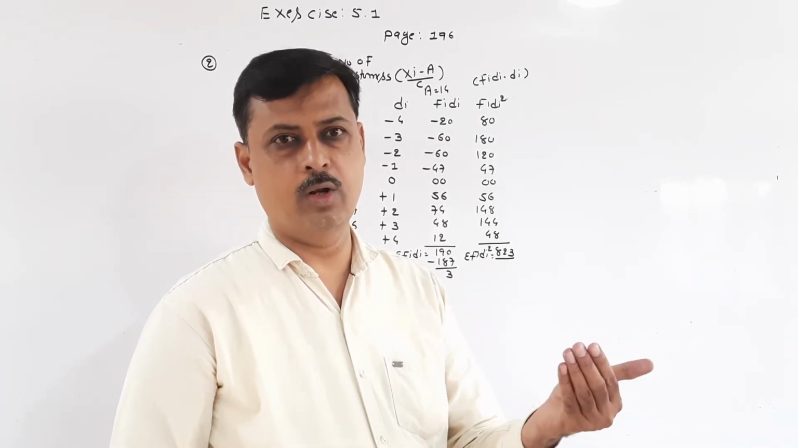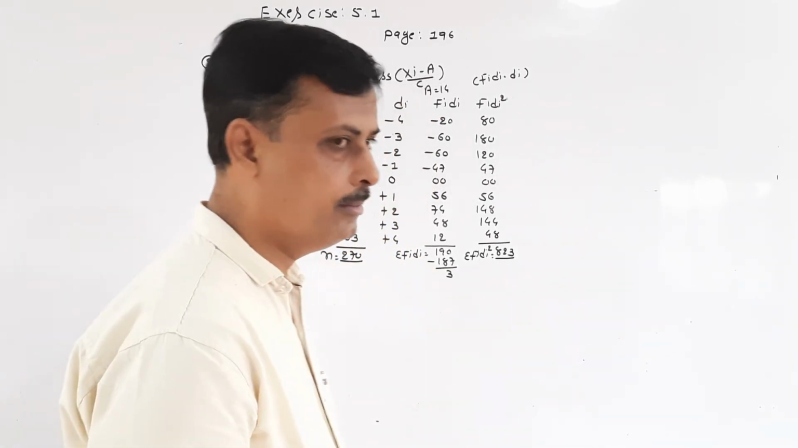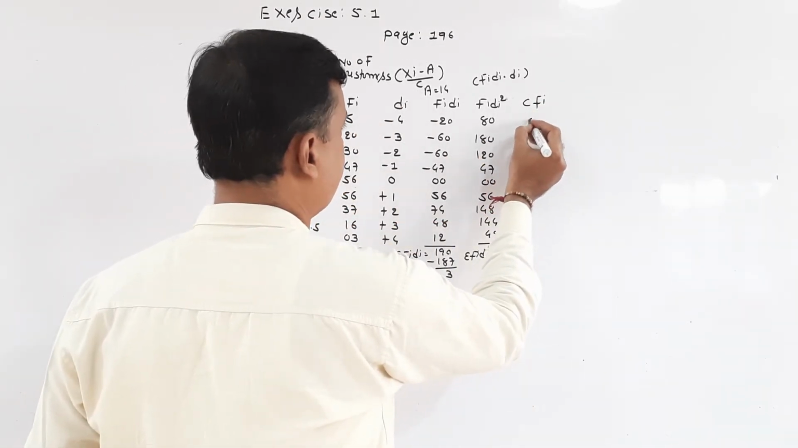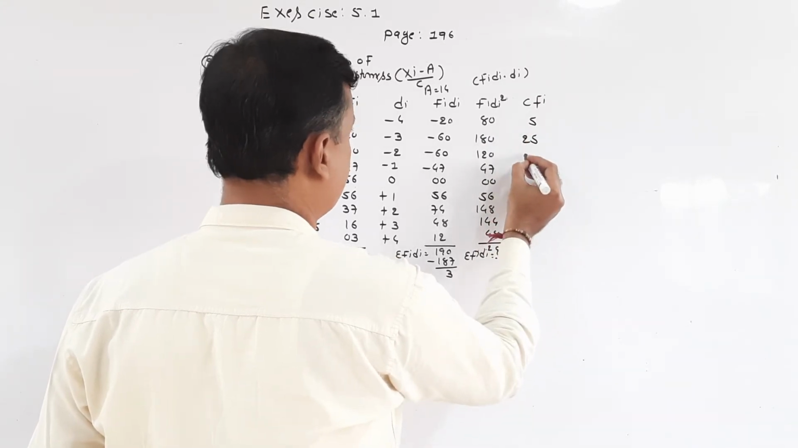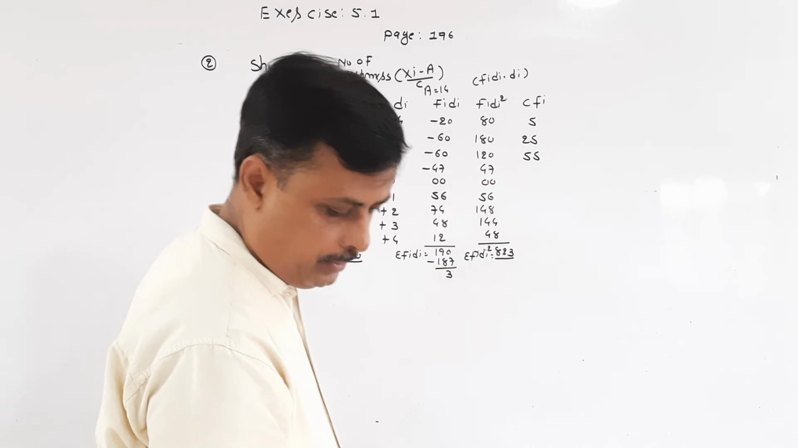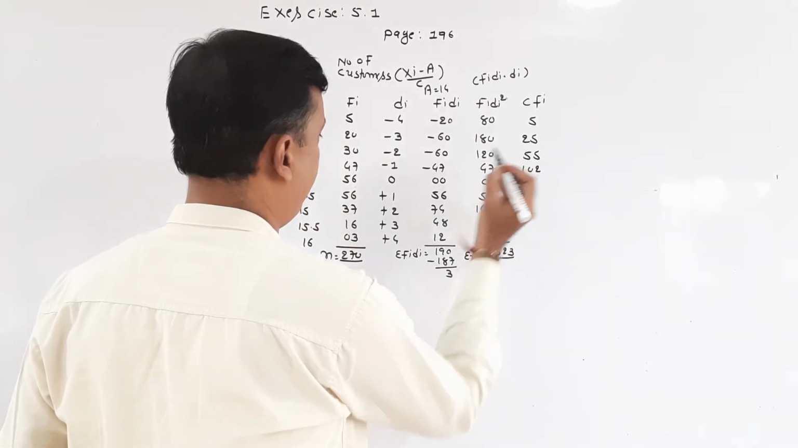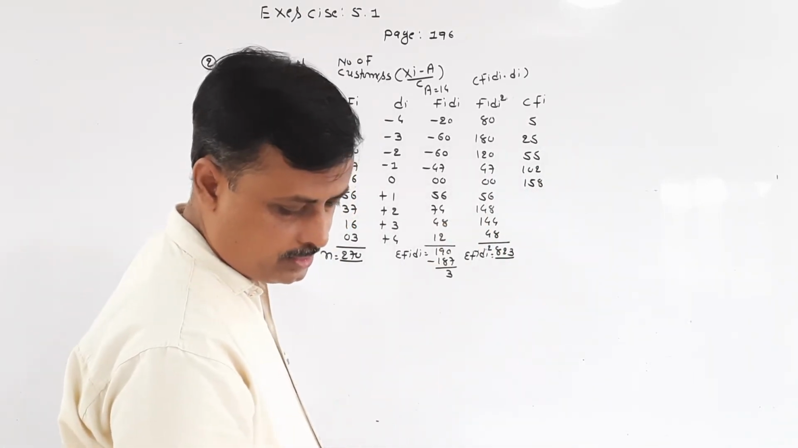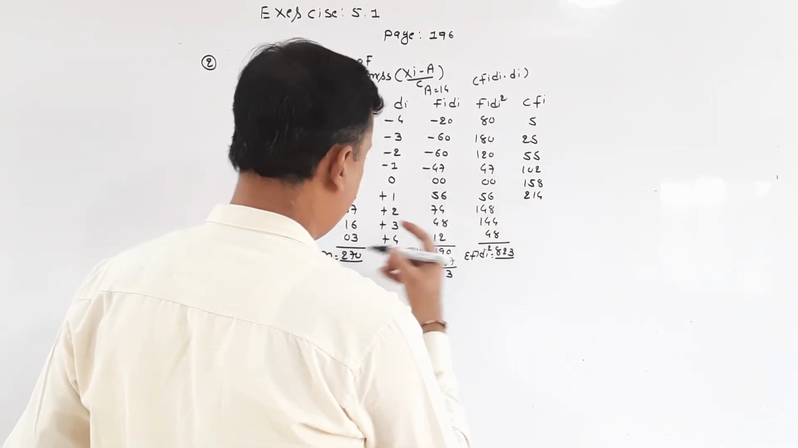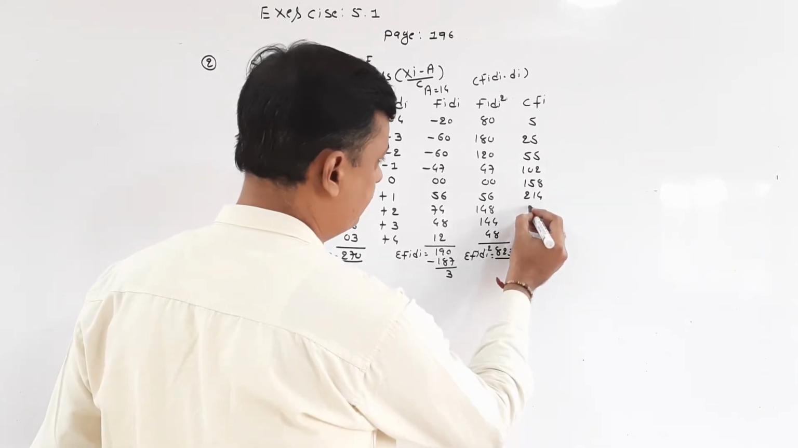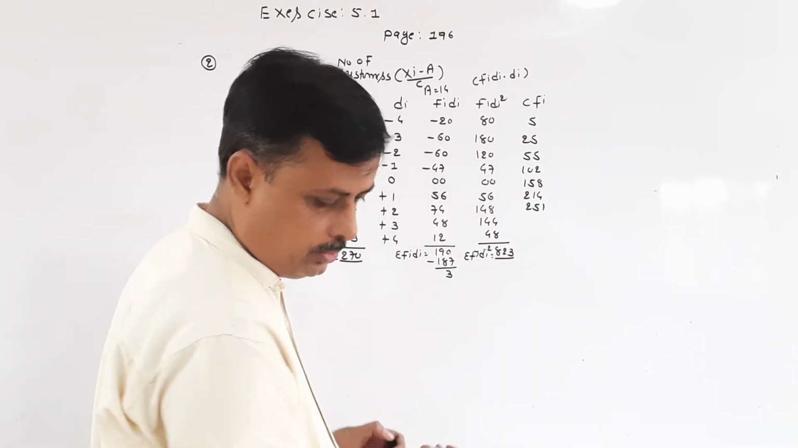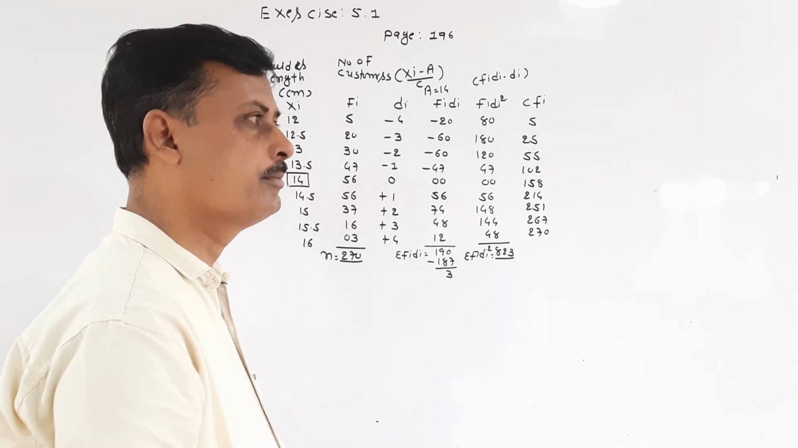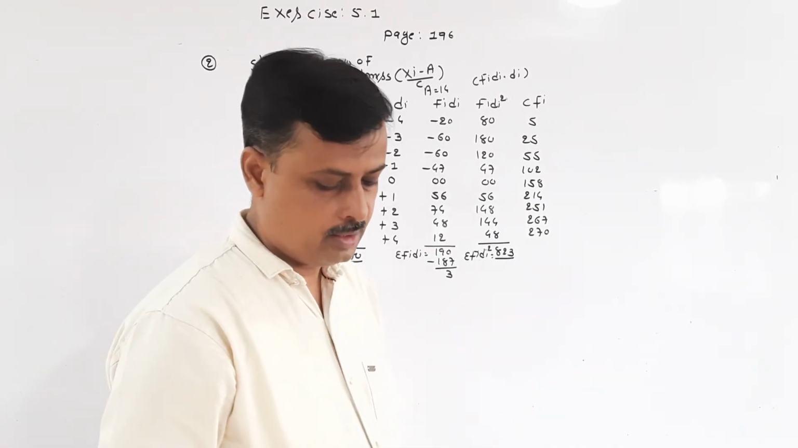And whenever you have to find median, you have to find the CFi column, the cumulative frequency. So CFi is required. 5 plus 20 is 25, plus 30 is 55, plus 47 is 102, plus 56 is 158, plus 56 is 214, plus 37 is 251, plus 16 is 267, plus 3 is 270. So here first we find X bar.